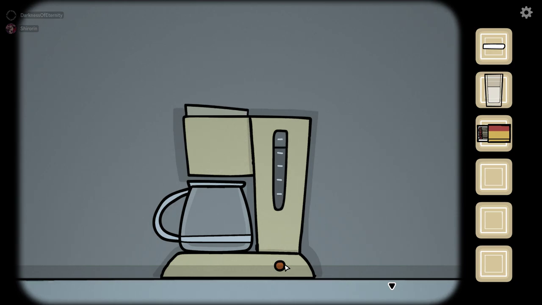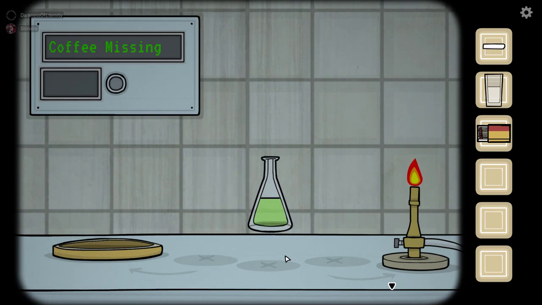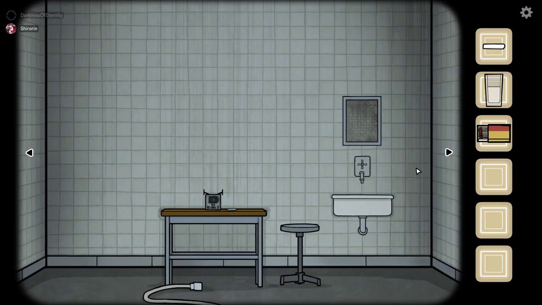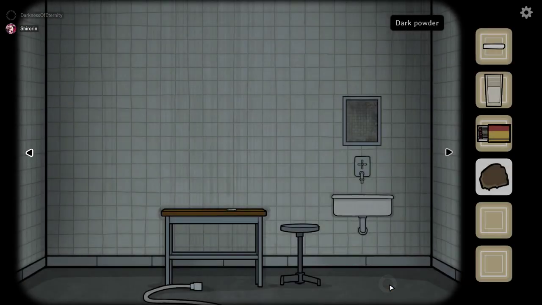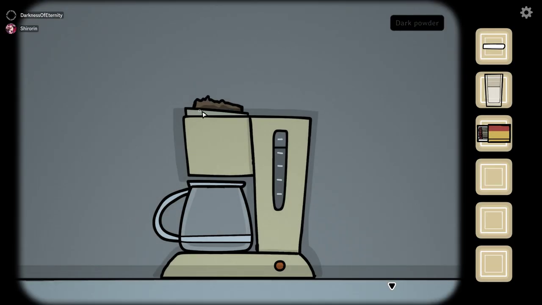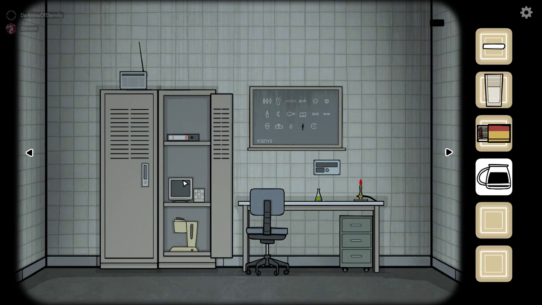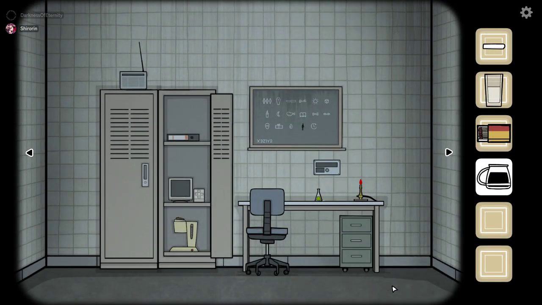It's a random ass doll. Okay, so... Oh shit, Jesus. Sorry. Dark powder. What did I do? Oh! Let's see. Oh, okay, I have like 3 vertical sliders. Yeah, I think you have to tell me where they go. Three vertical sliders.